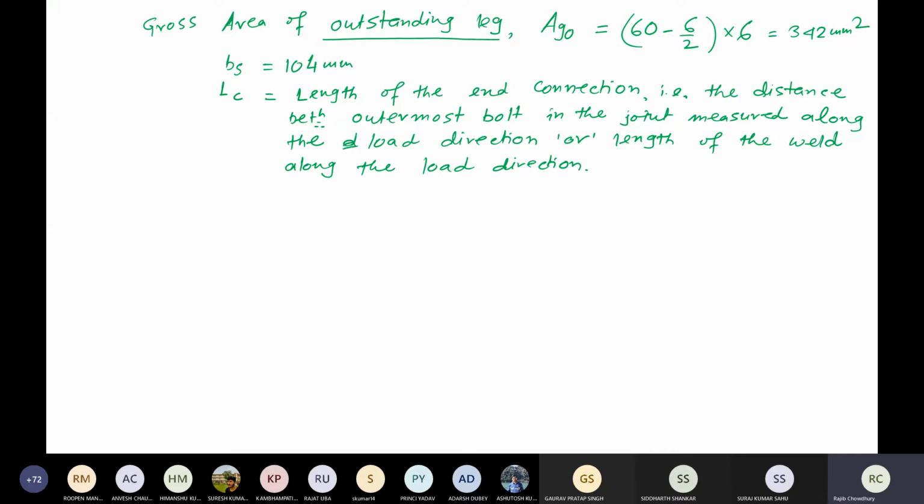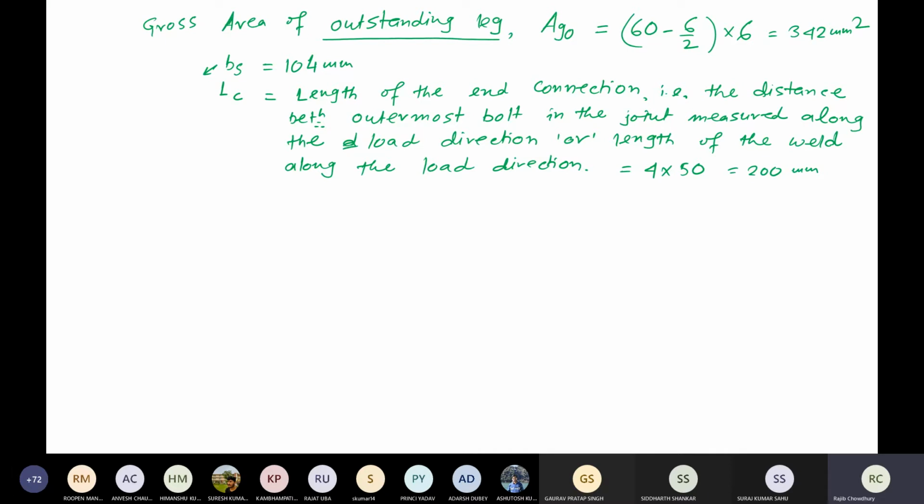If it is a welded connection, then the only thing that we require over here is that your BS would be different. You have to find it out with the formula, and for a bolted connection, different formulas are there. So LC in the present context becomes 4 times 50. What is 50? 50 is the pitch, and there are 4 spaces between 5 bolts, so the total length would be 200. The length of the end connection.